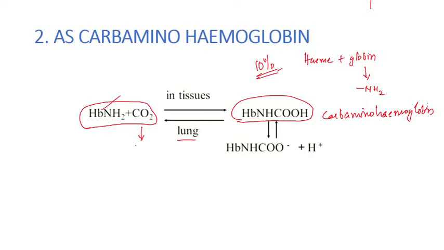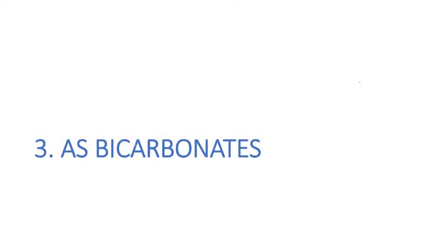Now we are moving on to the third method of transport, that is in the form of bicarbonates. You have to note that 85% of carbon dioxide, that is, the majority of carbon dioxide obtained from the tissues, is transported in the form of bicarbonate. Now we'll see each in detail. In order to see the process in detail, we have to depict two things here. This is the tissue, and this I've shown here is the RBC.